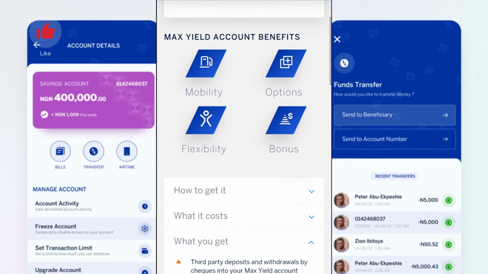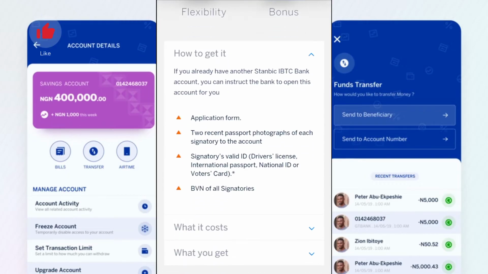Okay, so how do you get it? If you are interested, you walk into a Stanbic IBTC bank. This video is not sponsored, by the way, it's just meant for educational purposes. Or if you already have a Stanbic IBTC account, you can tell them you want to open this Max Yield account.